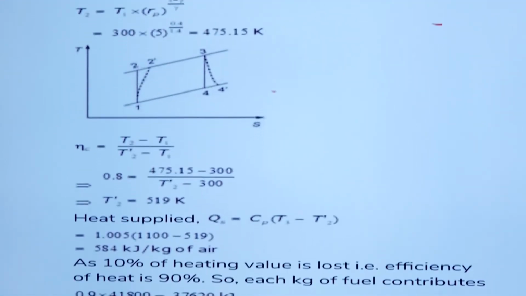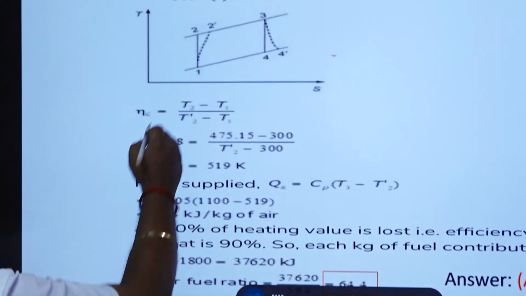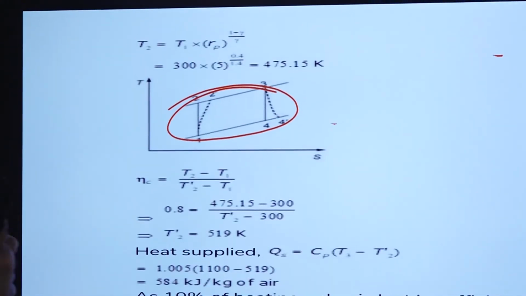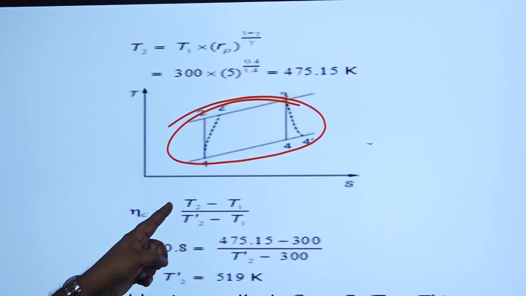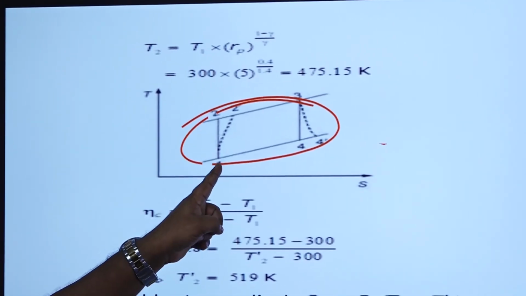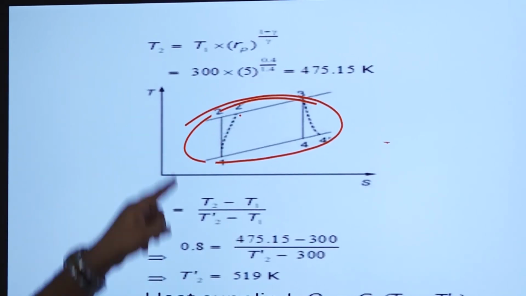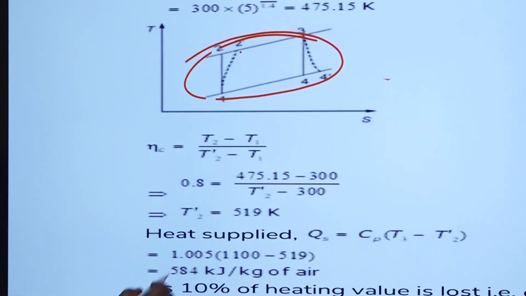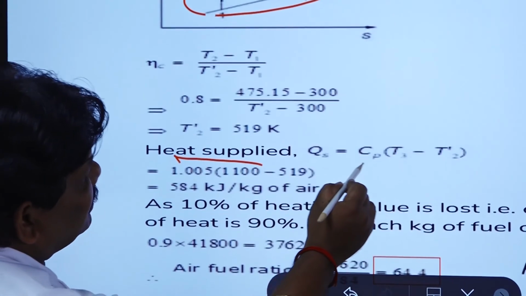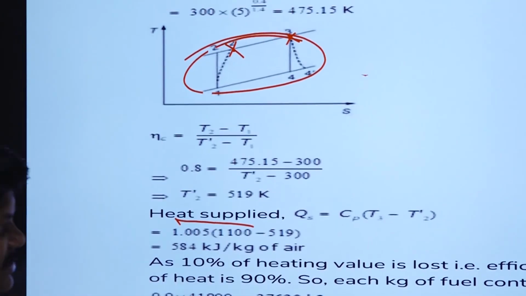So you can see that the air fuel ratio, so eta C, as I told you earlier, you have to use the same diagram and the same relations. So the efficiency of compressor is T2 minus T1 divided by T2 dash minus T1. So you know the value of T2, so find the unknown, that is T2 dash. So the heat that is supplied here is Qs equal to Cp into T3 minus T2 dash.